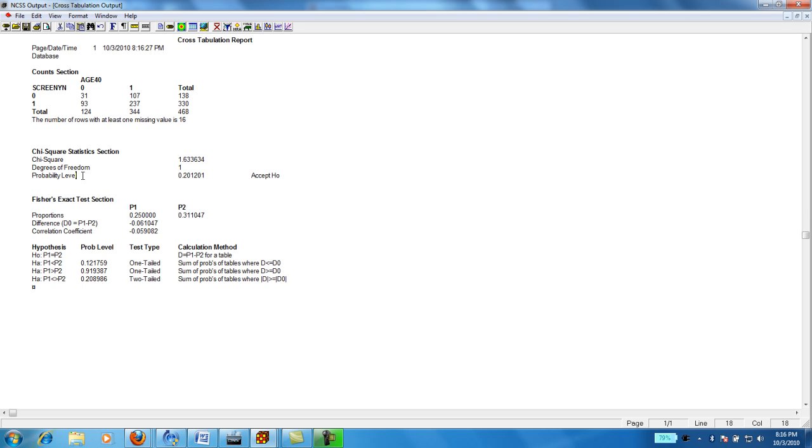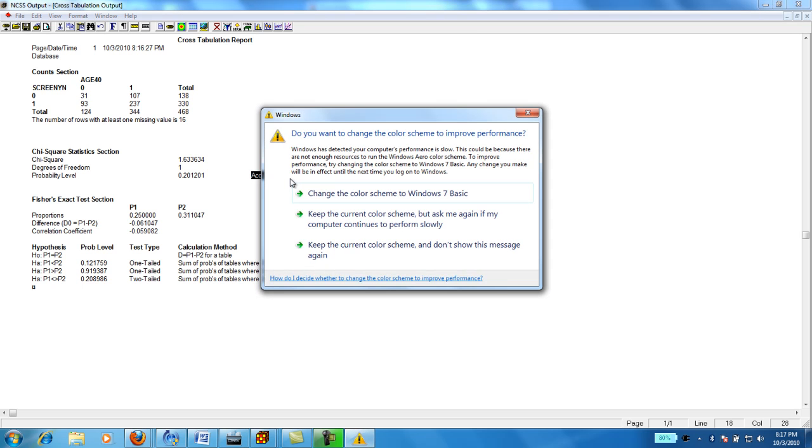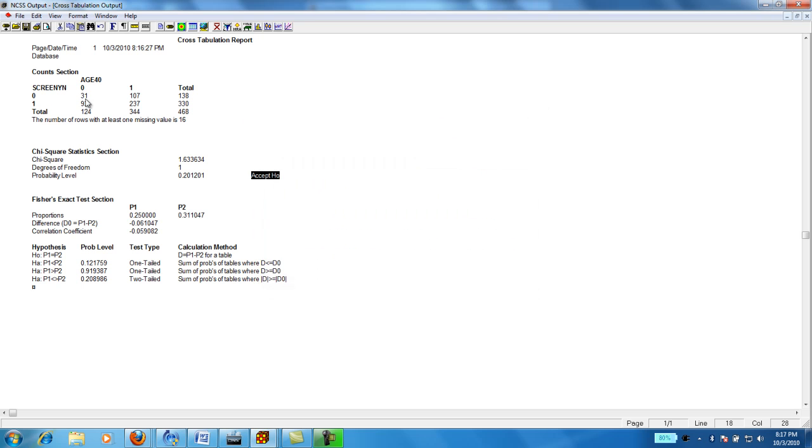And then it gives us a p-value, or a probability level. And notice that this probability level, 0.201201, is not less than 0.05. Therefore, we cannot reject the null hypothesis. As a matter of fact, NCSS 97 tells us to accept the null hypothesis, which is essentially the same thing. What that means is there is no association, no statistically significant association between the variables of age in this case and whether or not they received a screening test.